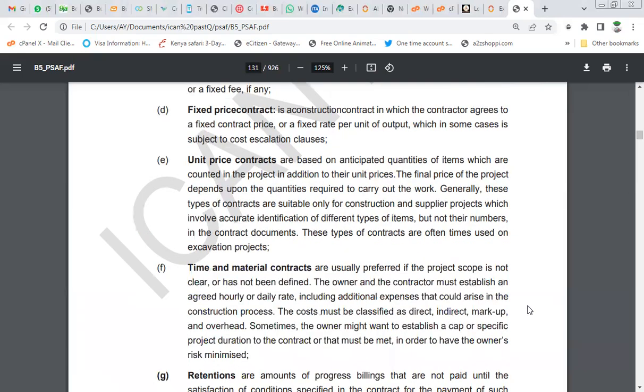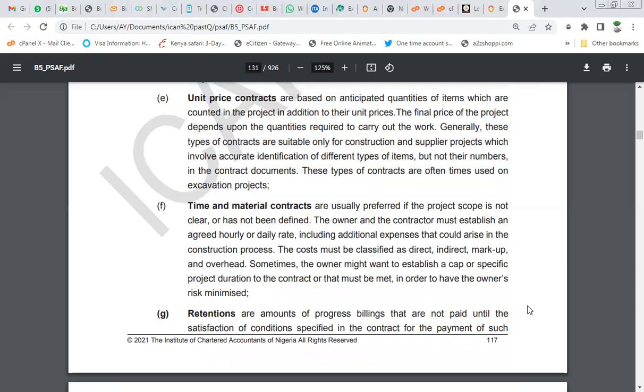Unit price contracts are based on anticipated quantities of items which are counted in the project in addition to their unit prices. The final price of the project depends upon the quantity required to carry out the work. Let's go to time and material contracts. They are usually preferred if the project scope is not clear or has not been defined. The owner and the contractor must establish an agreed hourly or daily rate, including additional expenses that could arise in the construction process. The cost must be classified as direct, indirect, markup, and overhead. Sometimes the owner might want to establish a cap or specific project duration to the contract, which must be met in order to have the owner's risk minimized.